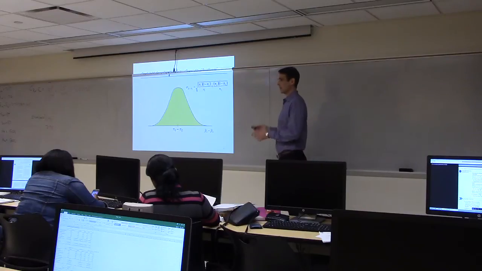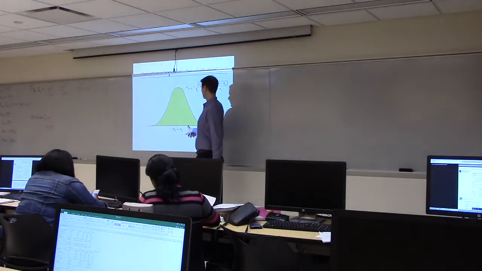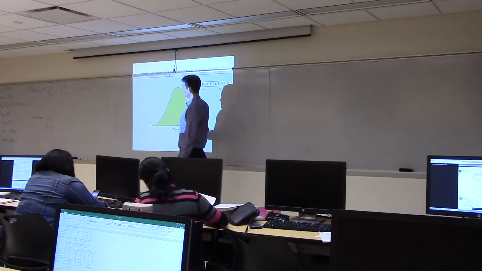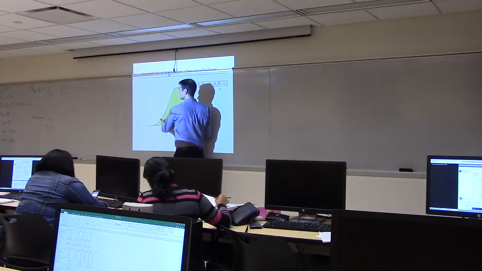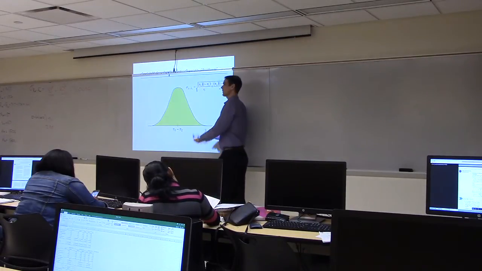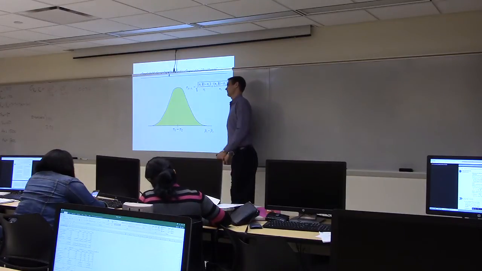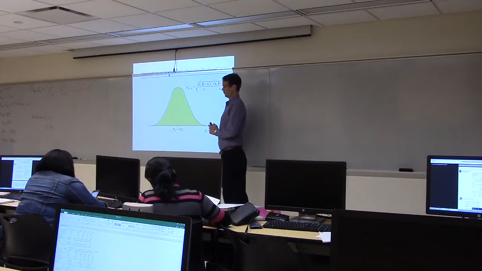And of course, it's going to have all those great predictable qualities. We're going to take a sample, and we're going to know that we have a 95.5% chance of being within 2 standard deviations of the center. We have a 68.3% chance of being within 1 standard deviation of the center.